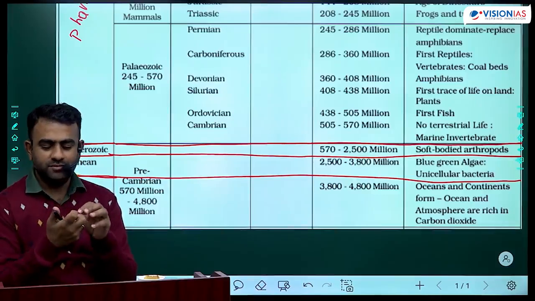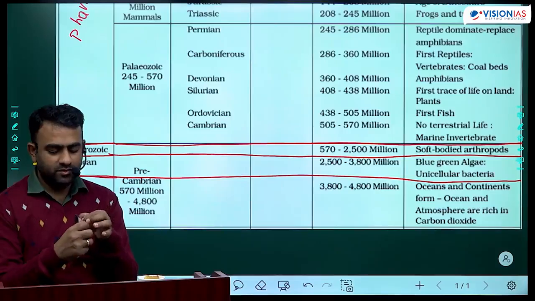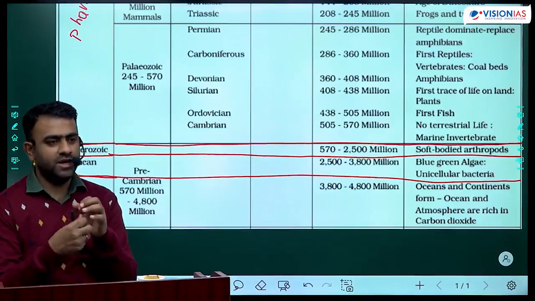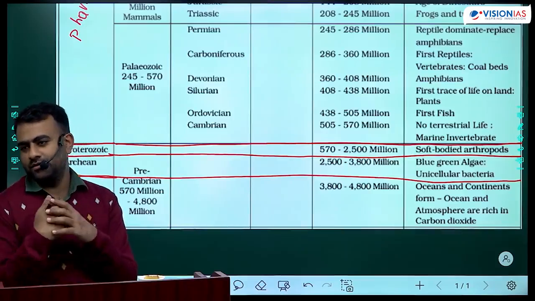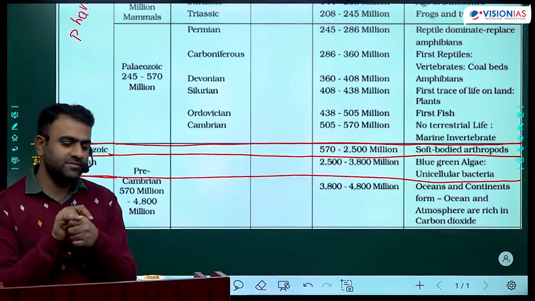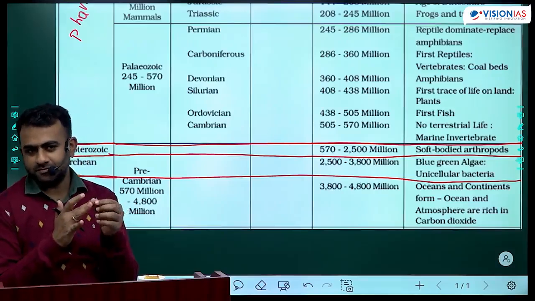Which is the first organism that evolved with specialized cells in the body? From unicellular to multicellular had come. That was around 1000 million years ago. We had the first evolution of a multi-organ organism. This organism is still there.